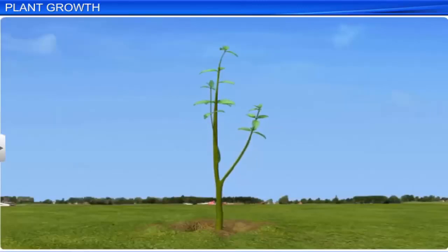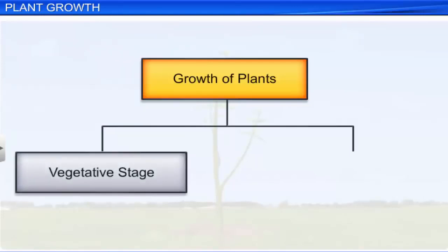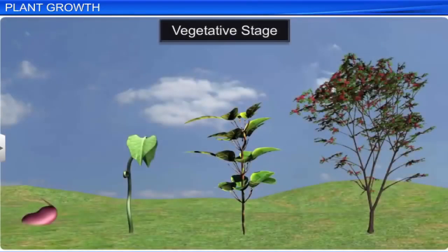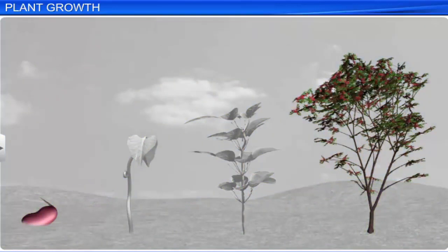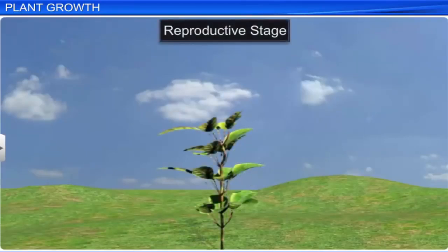The growth of plants takes place in two stages, namely vegetative and reproductive. The vegetative stage involves the growth of the plant from a seed to the flowering stage, whereas the reproductive stage is the period from flowering till they produce offspring.